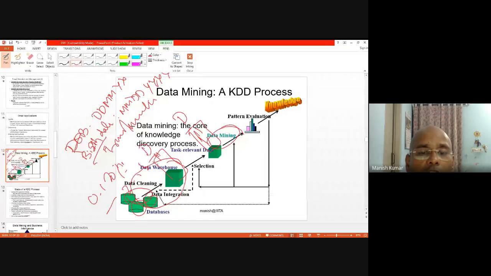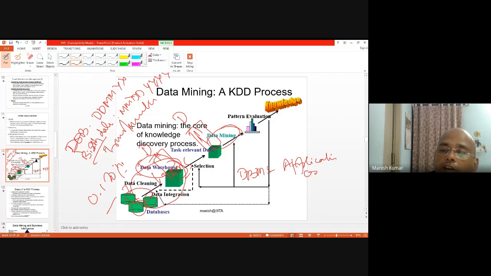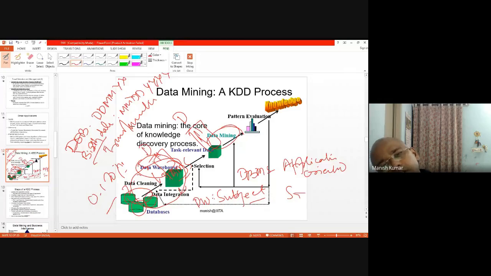So it is very clear, a data warehouse is very different from a DBMS. As I told you, a DBMS is application oriented, whereas a data warehouse is subject oriented. Certainly I have seen that your syllabus has this warehouse component also, so I'll talk about some warehouse components as well.